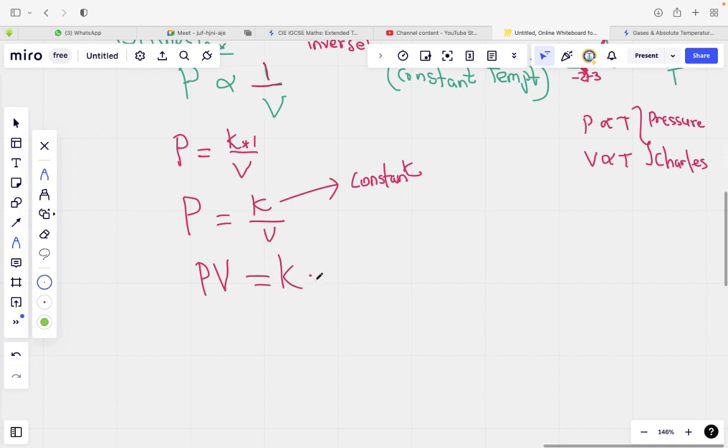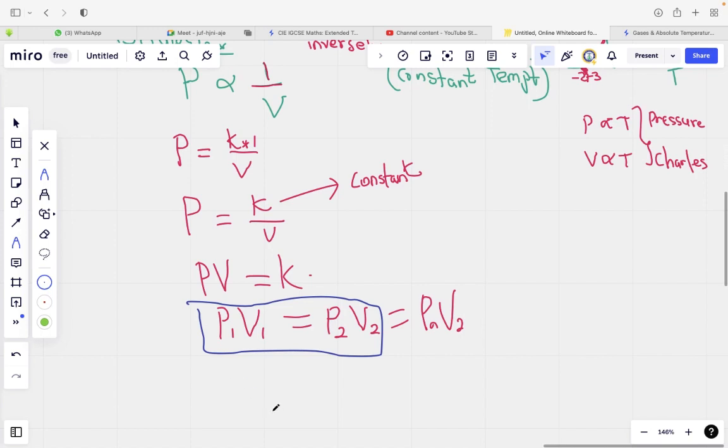If K is constant, then we can say P1 V1 is equal to P2 V2 is equal to Pn Vn, P anything V anything. For simplicity in the exam, we just make use of P1 V1 equal to P2 V2. This is the formula we use for calculating Boyle's law, when the pressure varies inversely as the volume and the temperature remains constant.